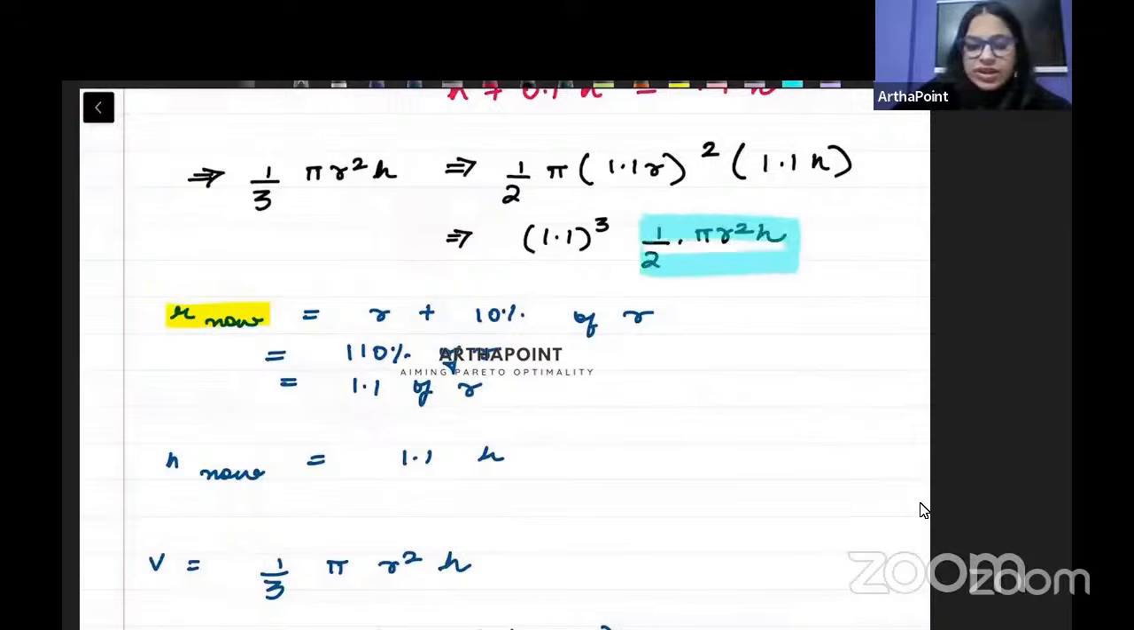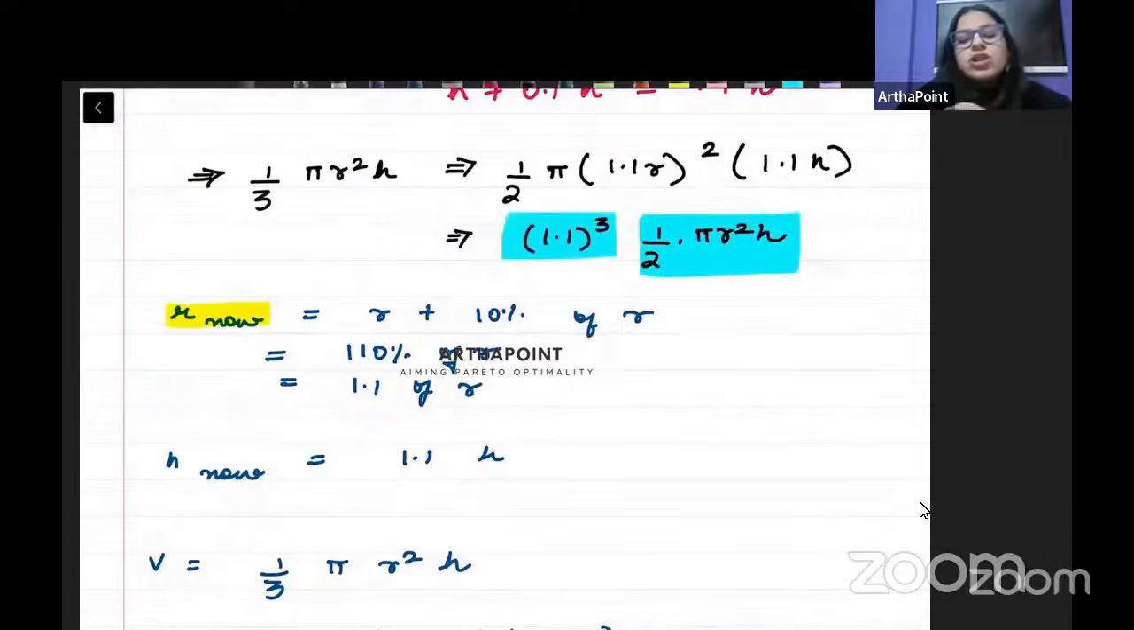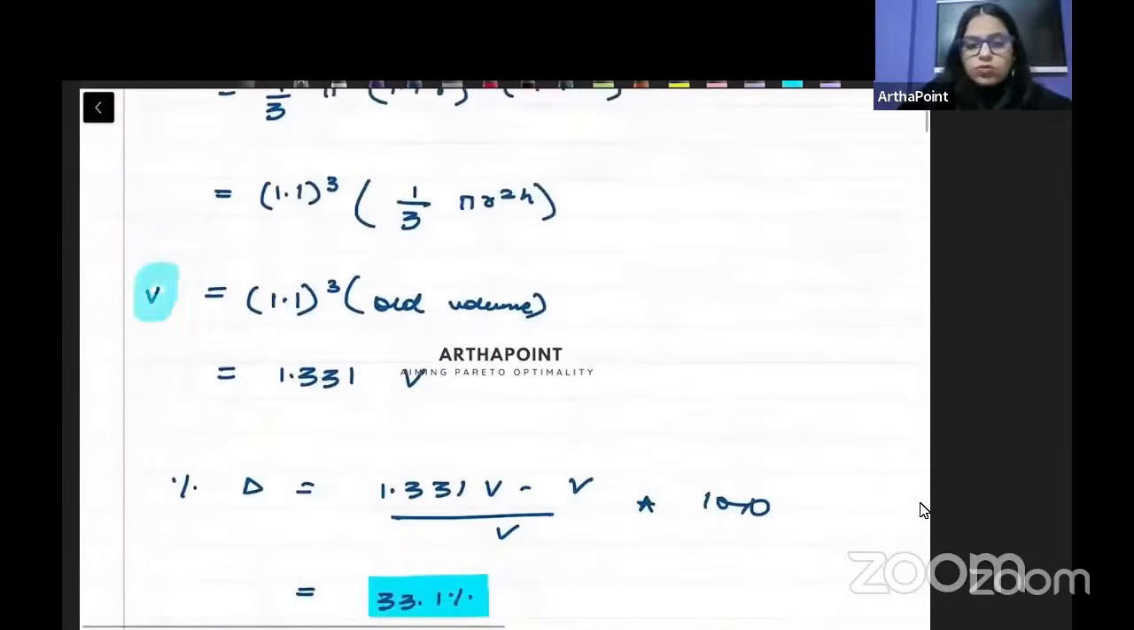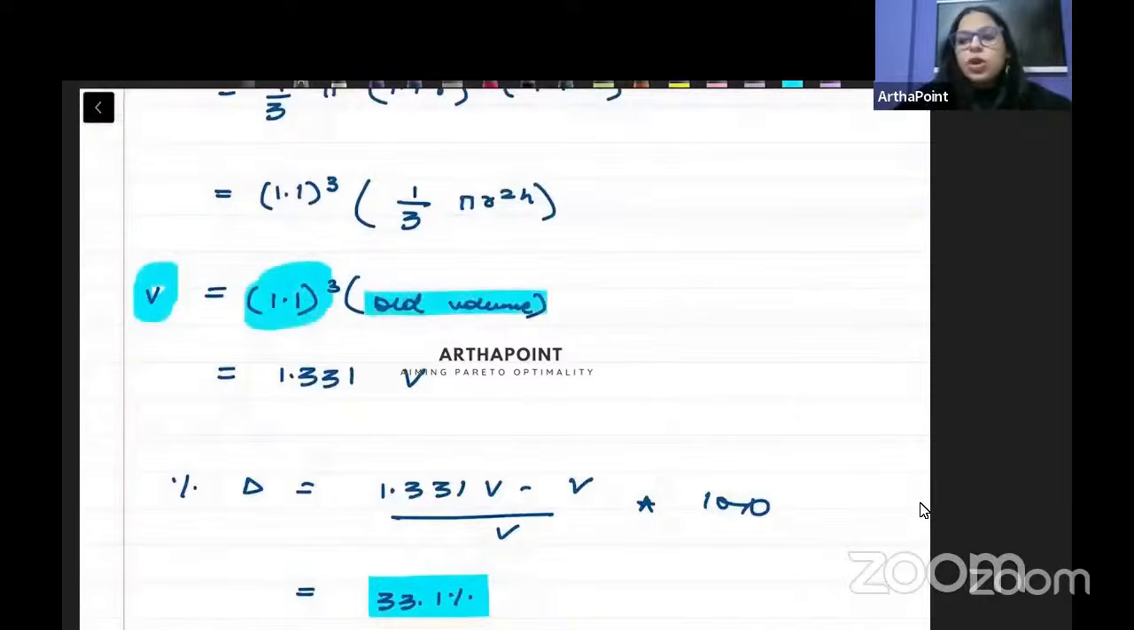जब r और h radius था, r radius था, h height था, so this was your original volume. And this is your new volume. So new volume, original volume का कितना time है? 1.1 to the power 3, right? This is what I've done here. That the new volume is going to be 1.1 to the power 3 times the old volume.